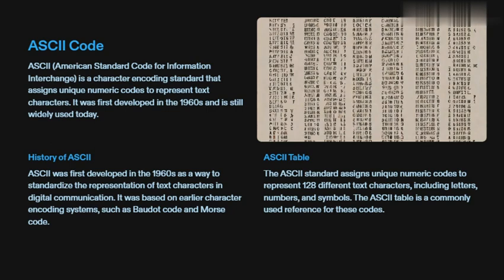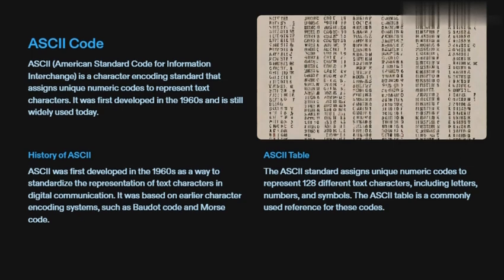History of ASCII. ASCII was first developed in the 1960s as a way to standardize the representation of text characters in digital communication. It was based on earlier character encoding systems such as Baudot code and Morse code. So we have a table for ASCII over here. You can take a slight reference from that, and you can see the ASCII table is commonly used for reference for these codes. There are 128 different text characters including letters, numbers, and symbols.